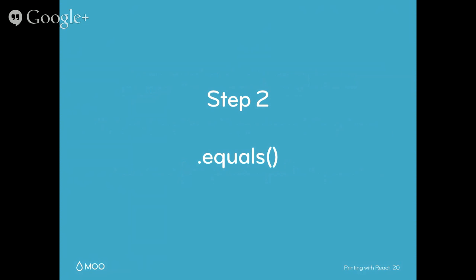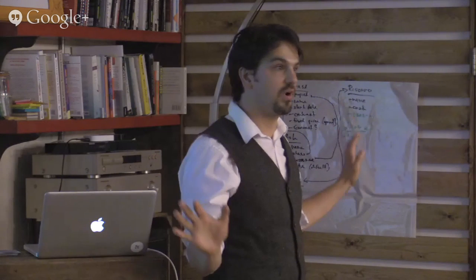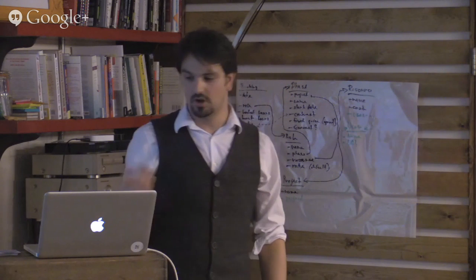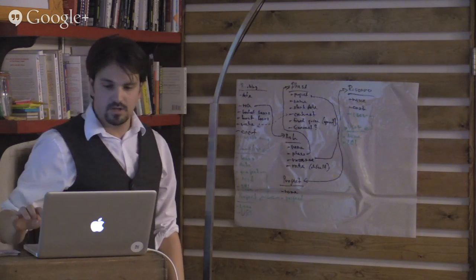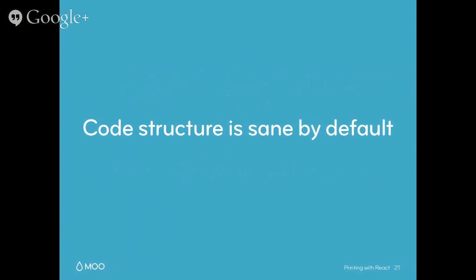If you've got structures, you can canonically check to see if things have actually changed with the dot equals method. This one and this one, this one being newly created, where is this thing supposed to be, are actually the same, and I can stop right there. So step two is dot equals. We haven't needed a step three. When we need it, we'll get back to you. But for now, that's fast.